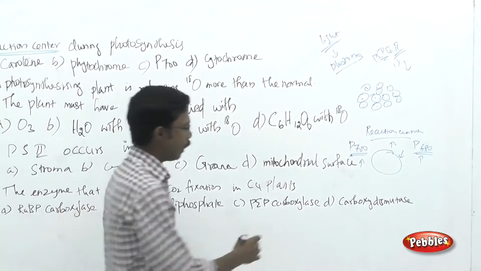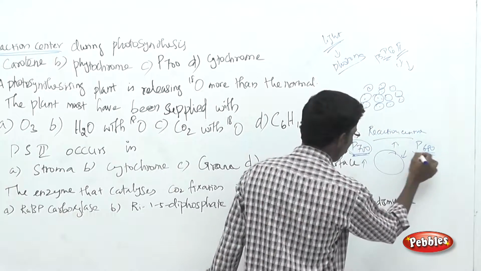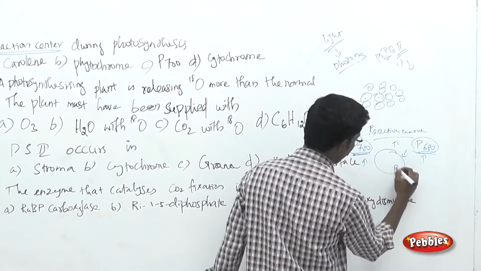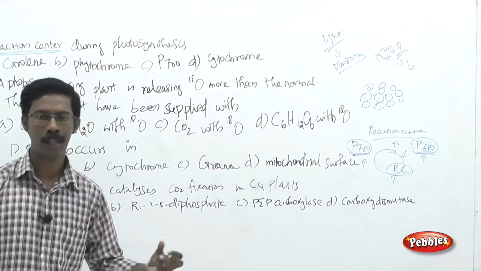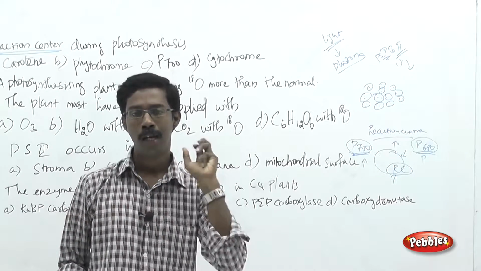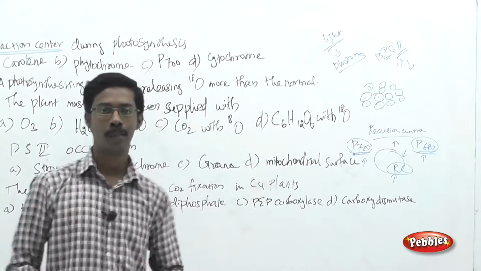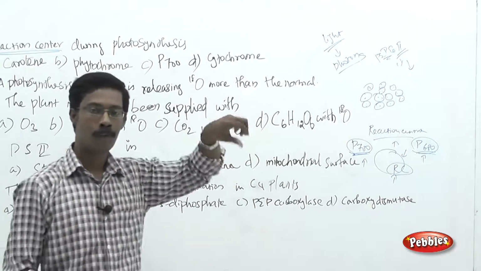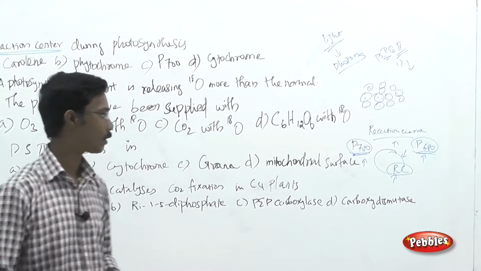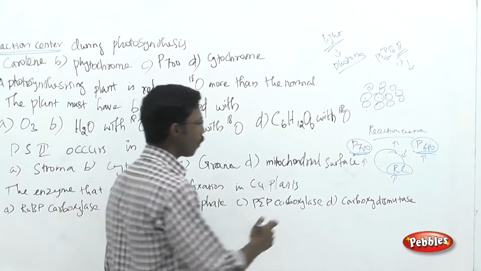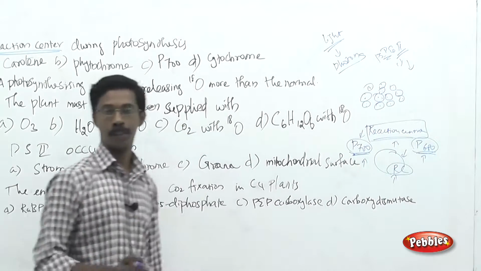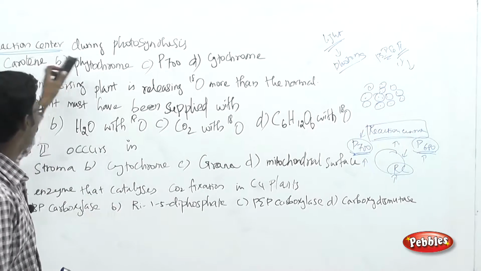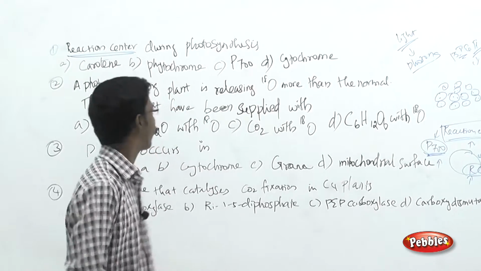Okay, so this P700 or P680 is going to act as a reaction center, and they are going to absorb the energy and excite the molecules, and with this action they are going to release the electrons for the further cycle in photosynthesis. Okay, so the point you have to remember is that the reaction center is always talking about the pigment system, but over here they have given you choices as pigments.